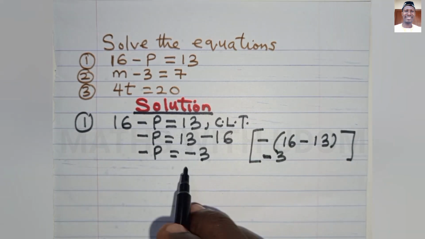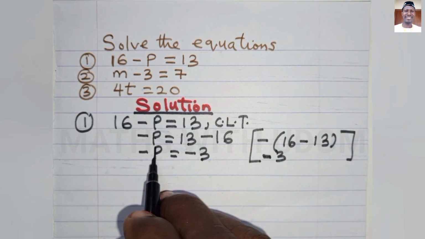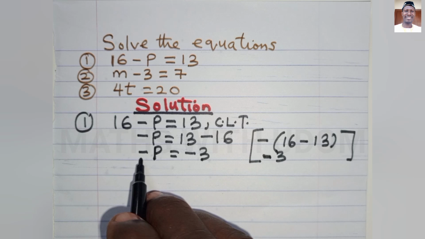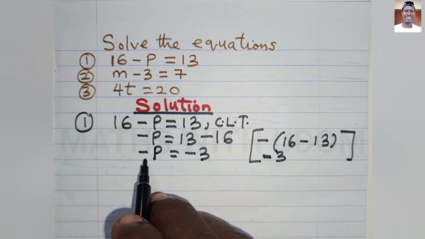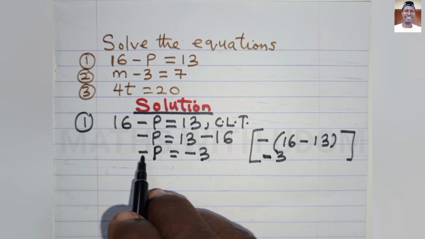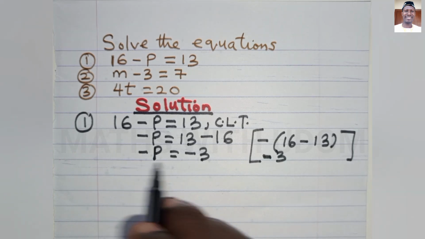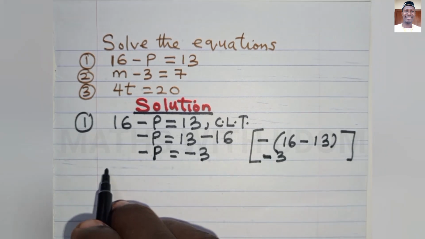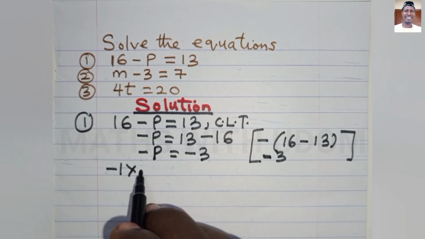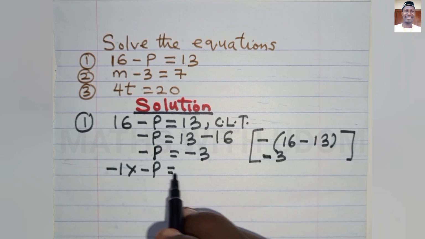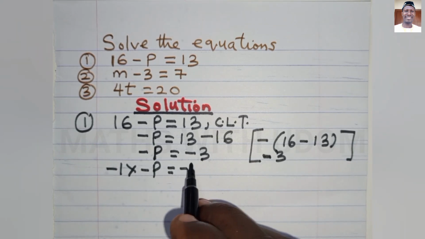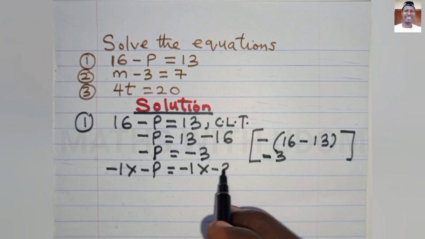Now from here, how do we get the value of p? You cannot leave the answer this way because p is having a negative sign. I must remove the negative sign. And for me to do that, this minus sign, there's an invisible one here, minus 1p. So I'm going to multiply both sides of the equation by minus 1. So minus 1 times minus p is equal to minus 1 times minus 3 here.